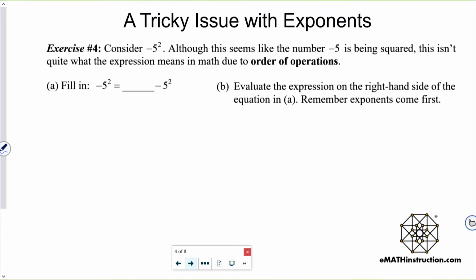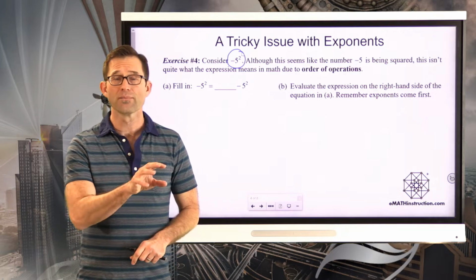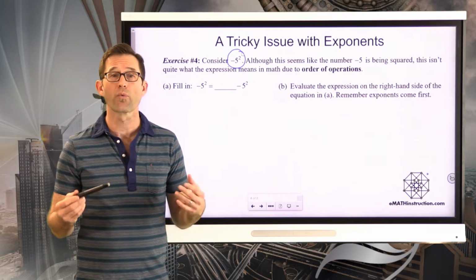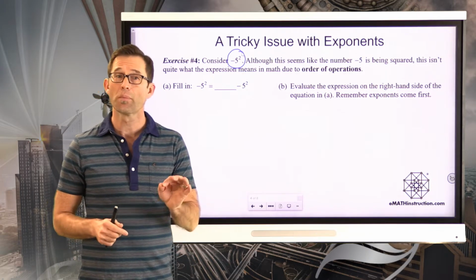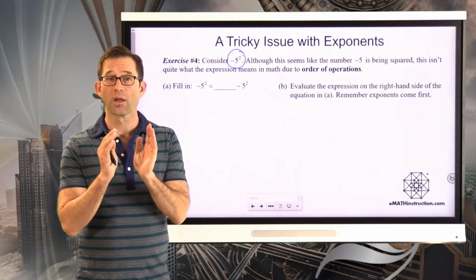Consider this expression. I don't even want to really read it off. Although this seems like the number -5 is being squared, this isn't quite what the expression means in math due to order of operations. So let's talk about this a little bit, then we'll get into the problem. In all of the problems we've seen so far today, when we have raised a negative number to a particular exponent, I've been very careful to keep those numbers enclosed in parentheses.